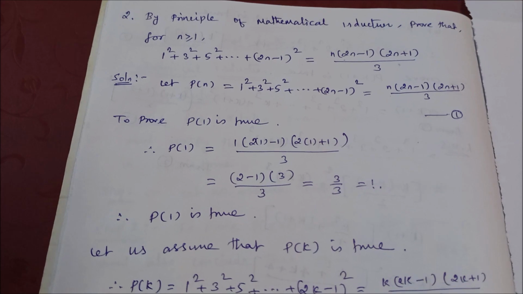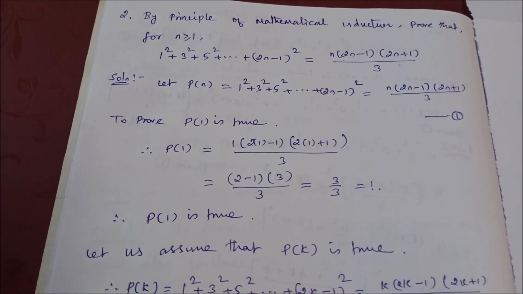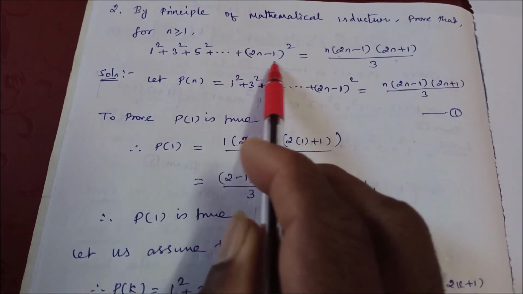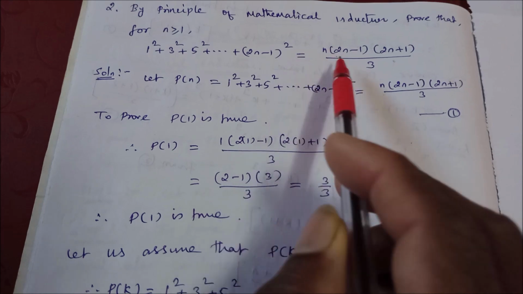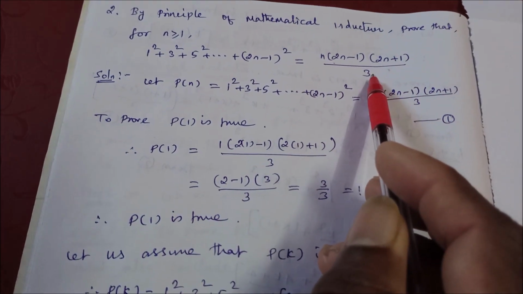Second problem. By the principle of mathematical induction, prove that for n greater than or equal to 1, 1 square plus 3 square plus 5 square plus etc. plus (2n minus 1) whole square equals n into (2n minus 1) into (2n plus 1) by 3.